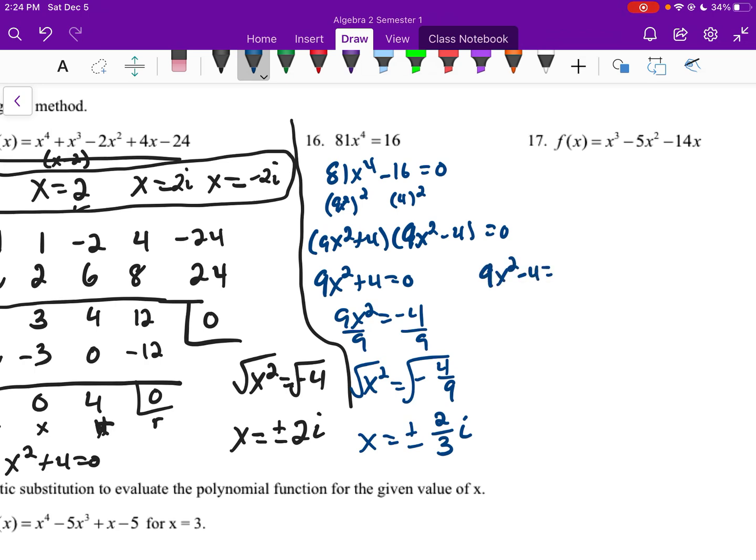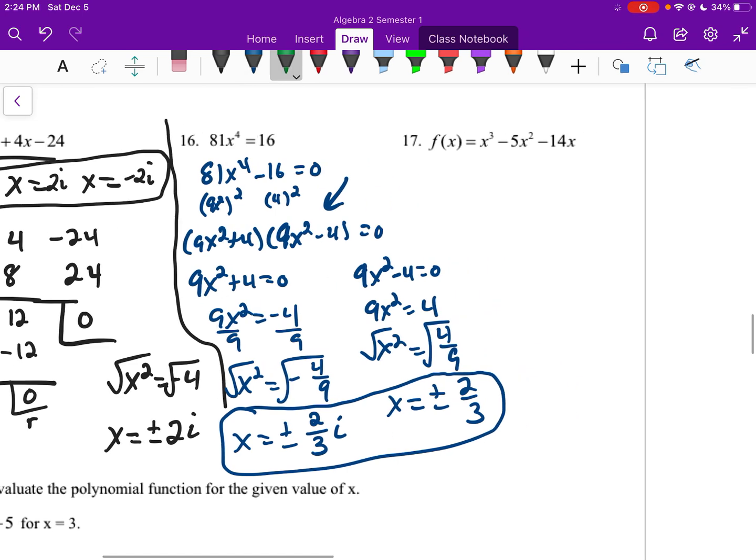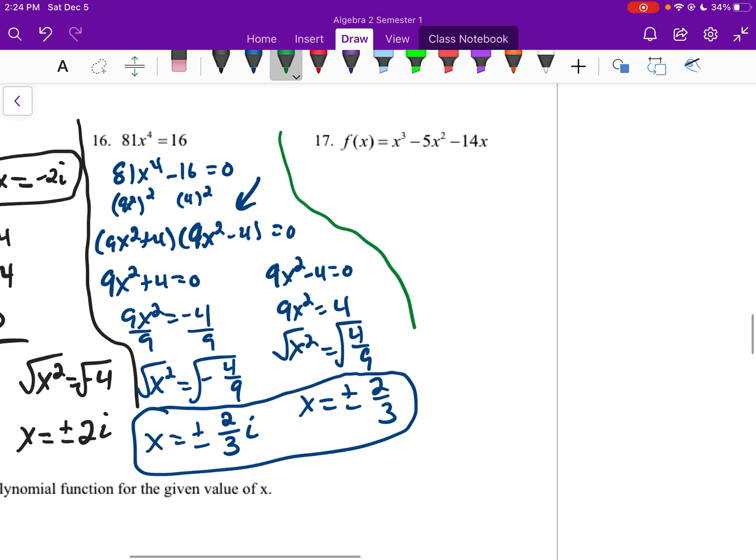On the next one, 9x squared minus 4 equals 0. 9x squared is equal to 4, so x squared is equal to 4/9. Square rooting both sides, you're going to get x is equal to plus or minus 2/3. Square root of 4 is 2, square root of 9 is 3. So there are my 4 solutions for that answer. Now you could have factored that further, and it's going to get you to the same exact answer.